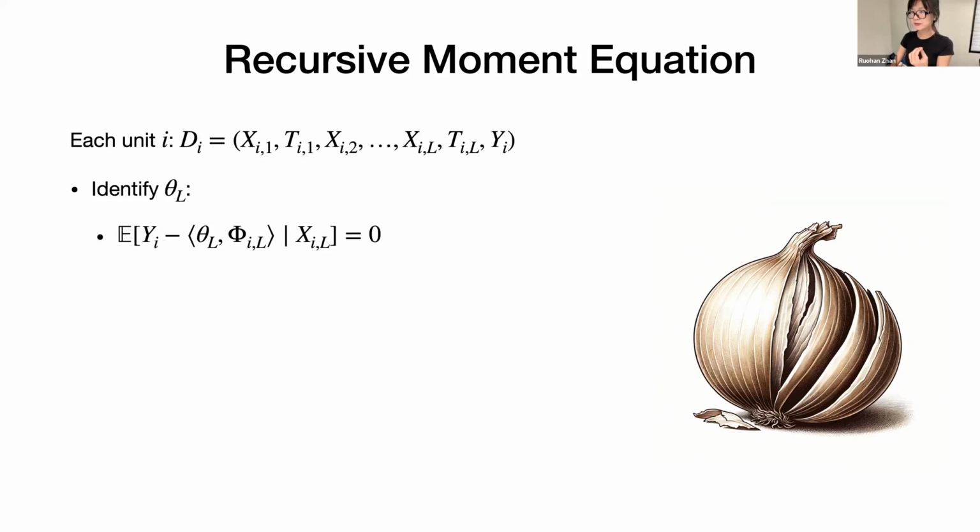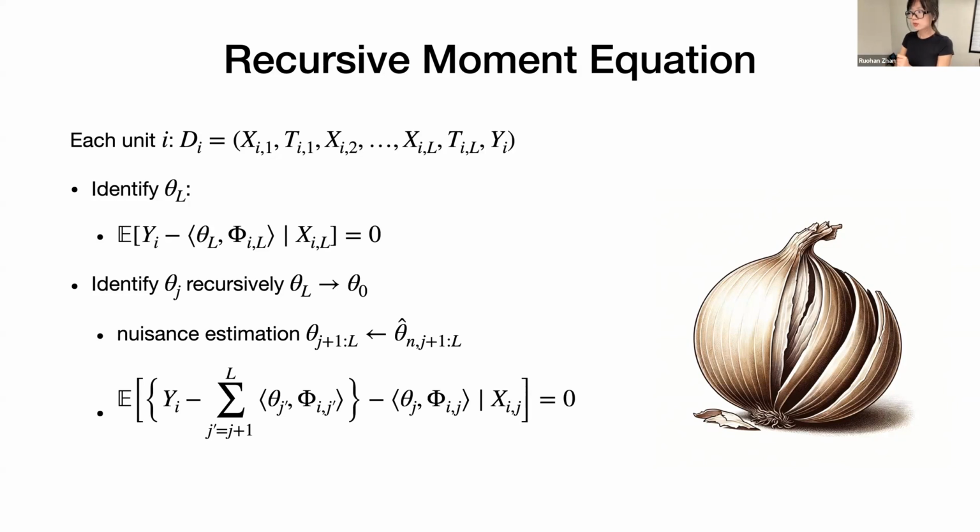Suppose we have data from unit i, that is x_i1, which represents the initial state, t_i1 is the first treatment, and then x_i2, and so on and so forth. And y_i is the observed final outcome for unit i. We first try to estimate theta L, which is the treatment effect on the last stage L. Based on our previous lemma, we have this very nice moment equation, and we use it to form a Z estimator to estimate theta L, which is quite standard.